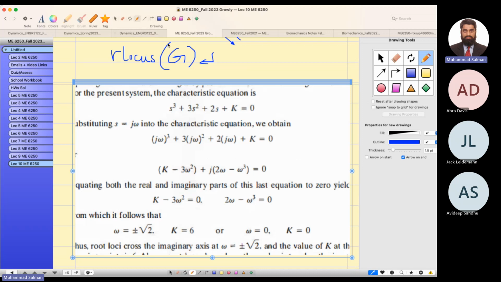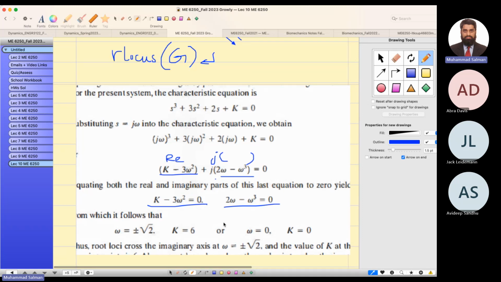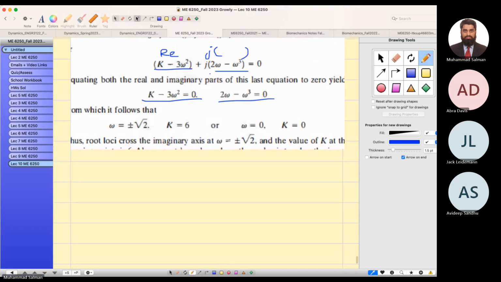Remember, this j omega will give real components and a j imaginary part. The imaginary part will be equated to 0 separately from the real part. You have to equate it separately. So in this equation, you have two equations. One is the real part equal to 0. The other one is the imaginary part equal to 0. You see my point? And from one part, you get omega. What is the frequency here? Frequency is plus minus square root 2, and you get a gain value of 6.